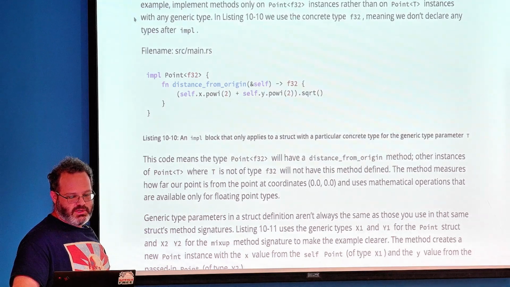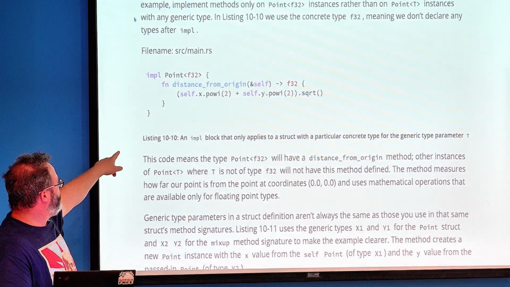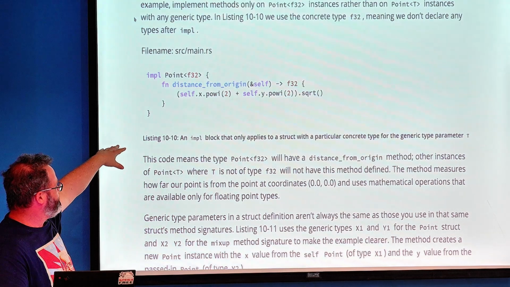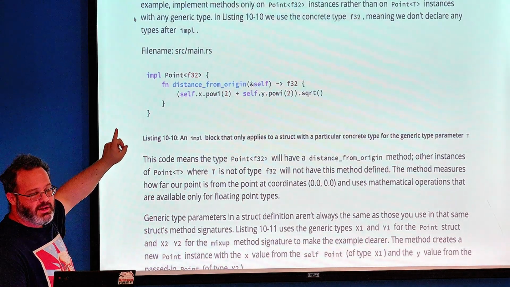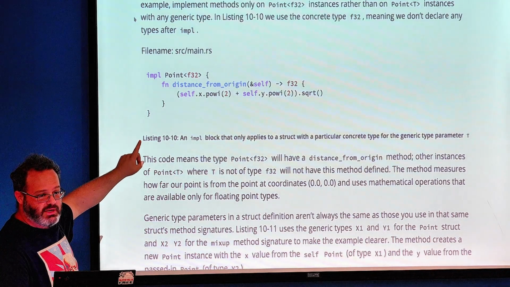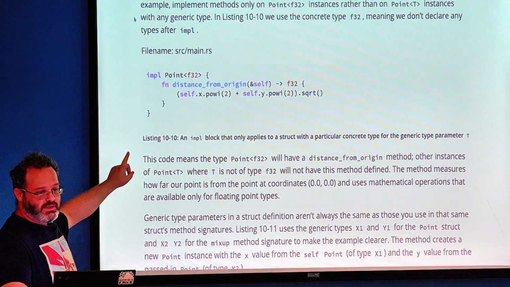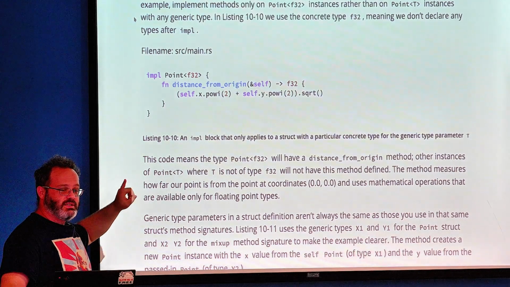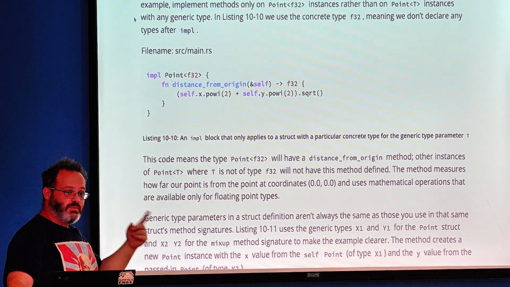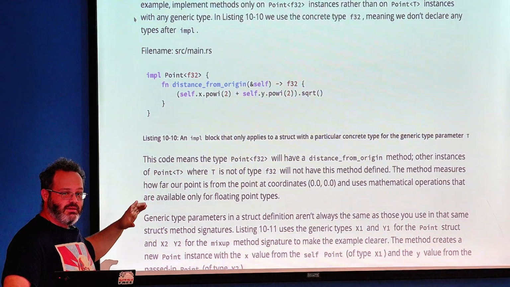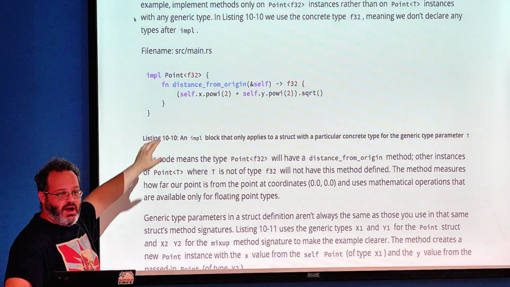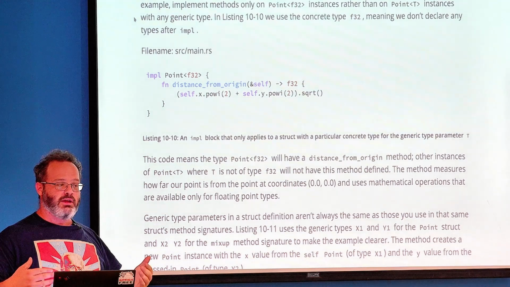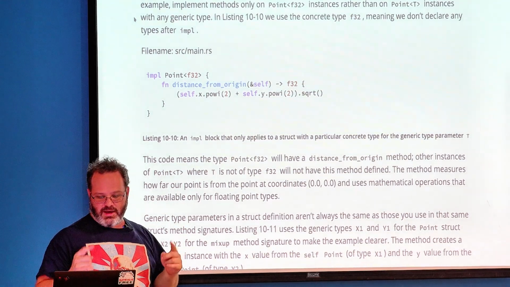Okay, distance from origin. So now we have an implementation on point, and now here's the key. This function, distance from origin, is only implemented on one type of point. We would say it's implemented on the concrete type of point of F32, right? So there's one instance in which point is constructed with an F32. Only on that point do you have this function. On all of the other instances of point, you don't have that function. So even though the point itself can be generic, you can implement a function on one thing on it.